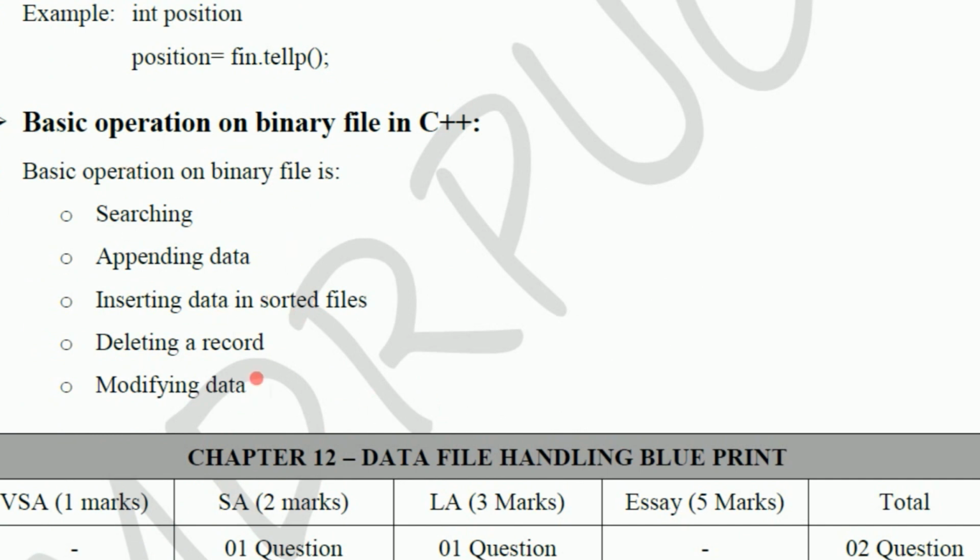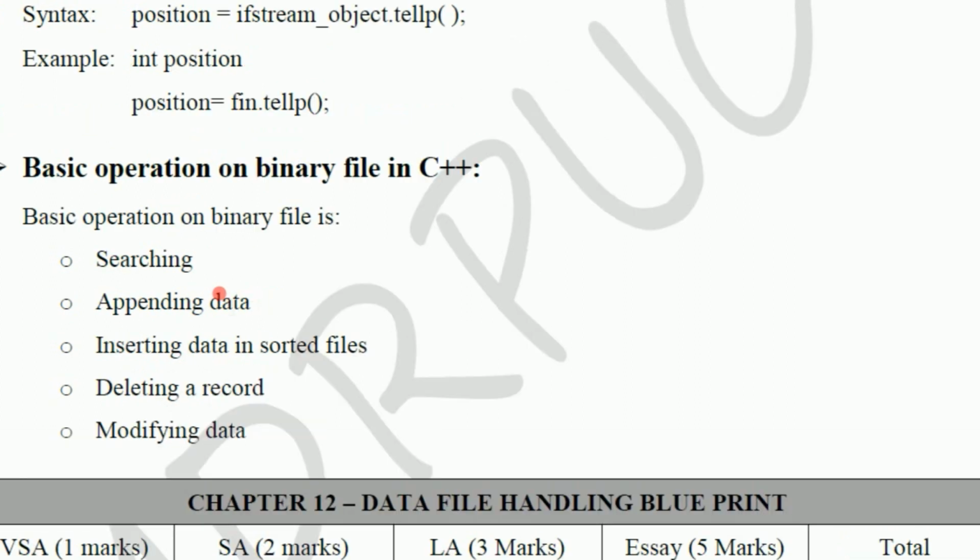Okay, then the basic operation we'll perform on the binary file, that is searching. Maybe for example, make the assumption you have an MS Word. In MS Word there is a find. Control F, if you press it, that is a find. Whatever word you type, it will search in the MS Word document. Same way here, if there is a file with information in C++, we can do the searching operation, maybe by using seekg, seekp.